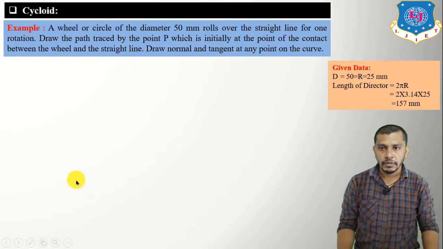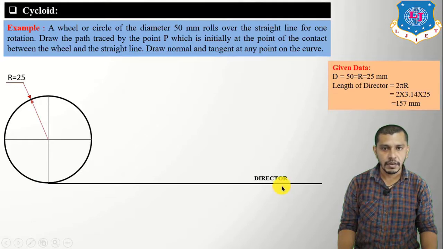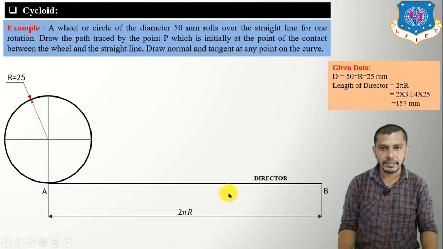Now, first of all, draw a circle having radius equal to 25 mm. Here we have shown the horizontal and the vertical diameter of the circle. From the bottom of the vertical diameter, from this point, draw a straight line, which is known as the director, having length equal to 2 pi r. Give the name as AB. After drawing the line, divide the circle into 8 equal parts.